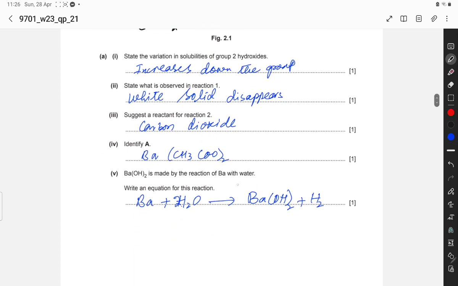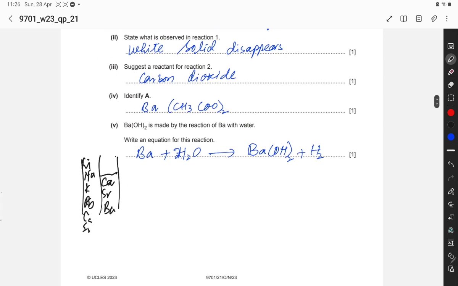Barium hydroxide is made by the reaction of barium with water. Write an equation for this reaction. Group 1 metals and group 2 metals below magnesium all dissolve: calcium, strontium, barium, lithium, sodium, potassium, rubidium, cesium, francium. All these metals dissolve in water to form an alkaline solution and hydrogen gas, so there is an alkaline solution or effervescence of hydrogen gas.